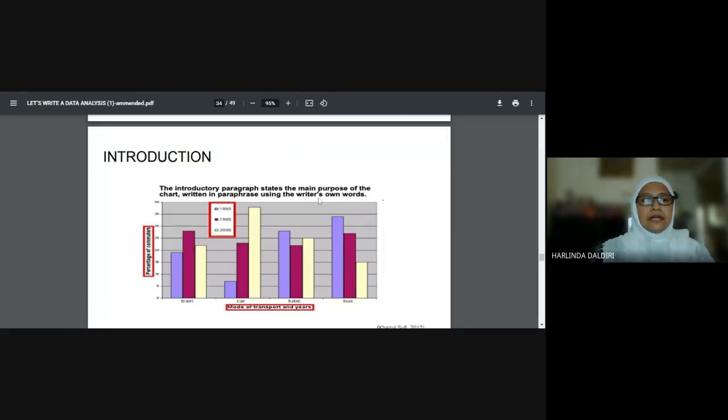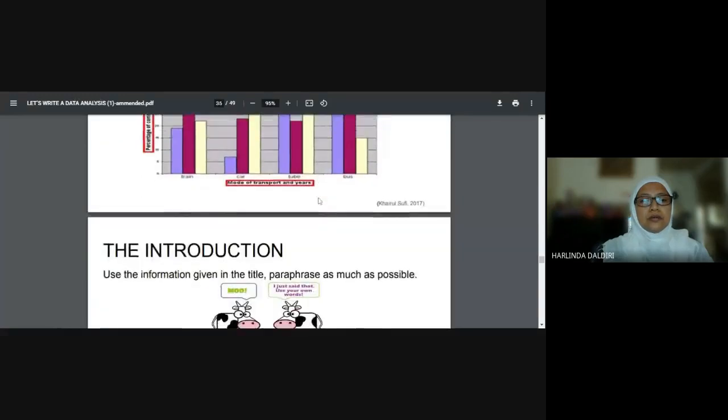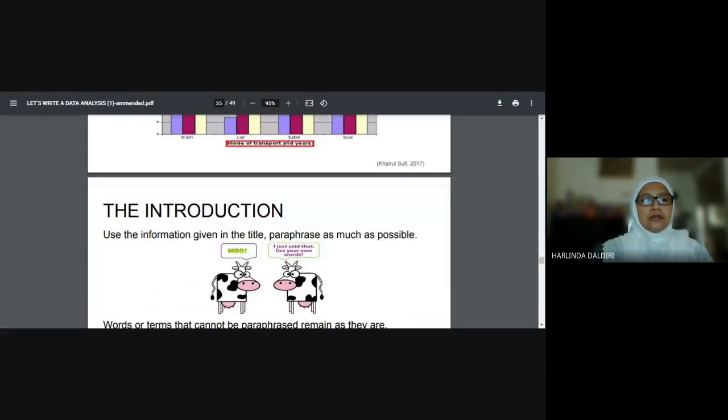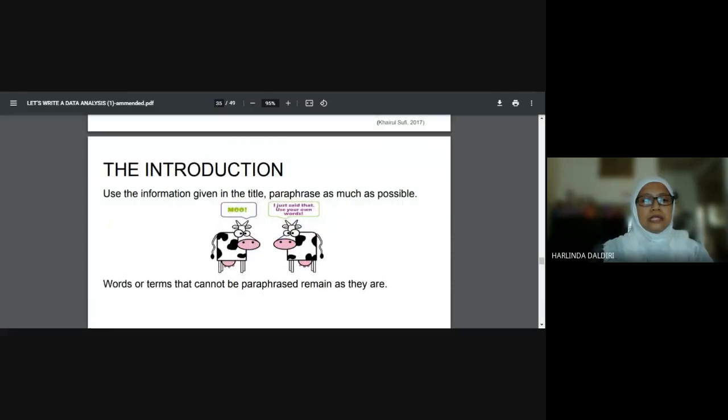written in paraphrase using the writer's own words. So when you are writing the introduction, use the information given in the title, and paraphrase as much as possible. Like Madam Azura mentioned again just now, you have to have a very good vocabulary bank because task 1 is a very short writing, not unlike task 2. And this is when the teacher or whoever marks your paper will be looking at how well you know how to use different words.